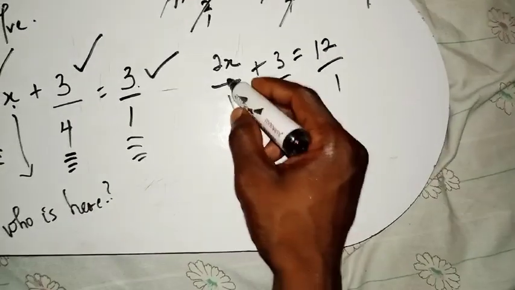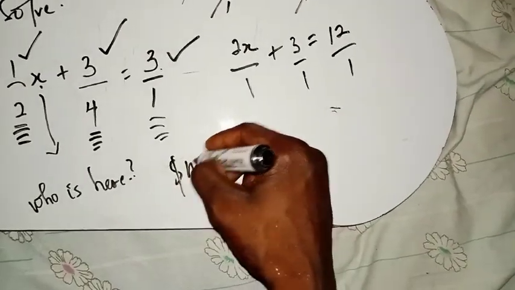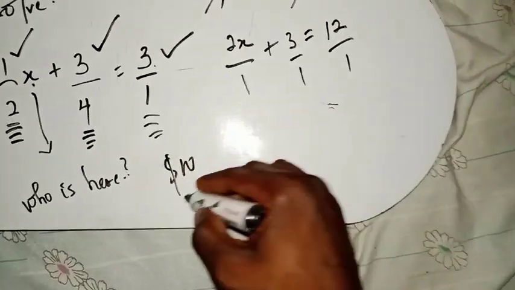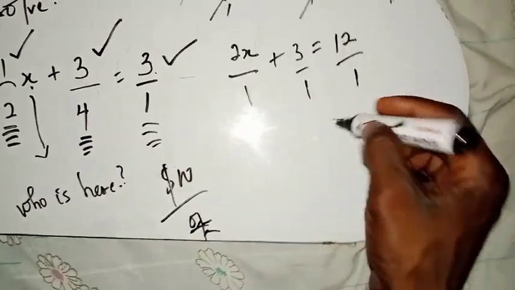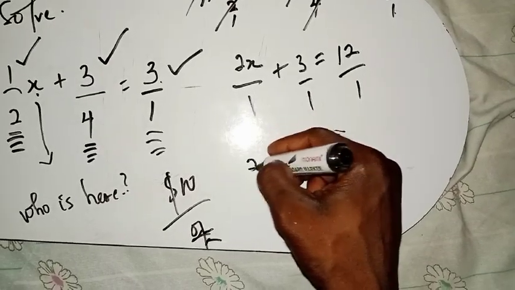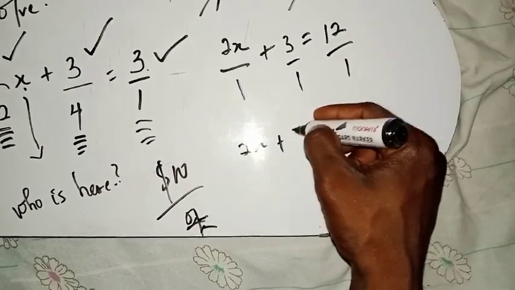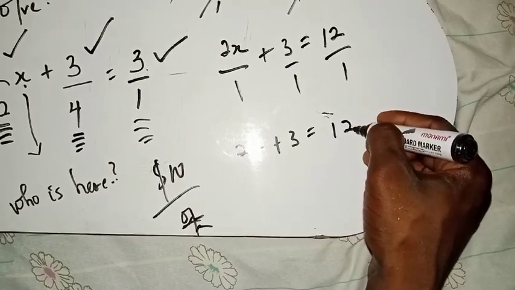So the next step is that anything divided by 1. If I give you, let's say, $10 and I'm going to share it with just one person, this person is going to take all the money. Is that okay? That is why we say anything divided by 1 is the same number. So here we have 2x plus 3, everything is equal to 12, right?